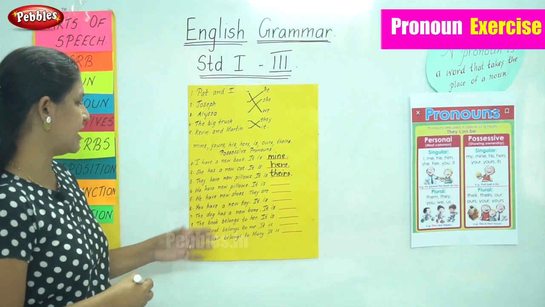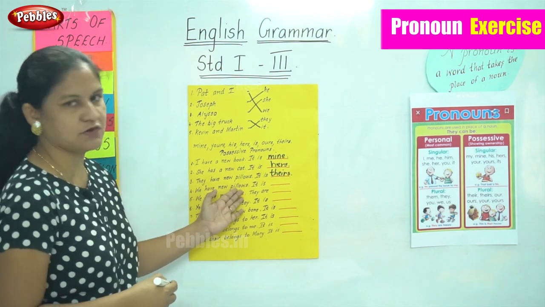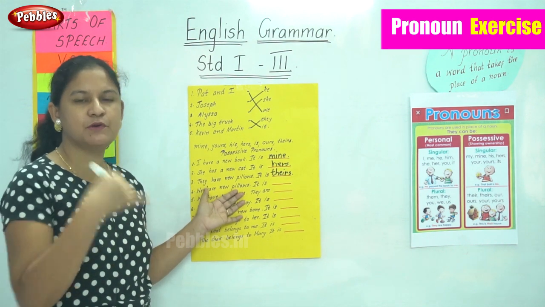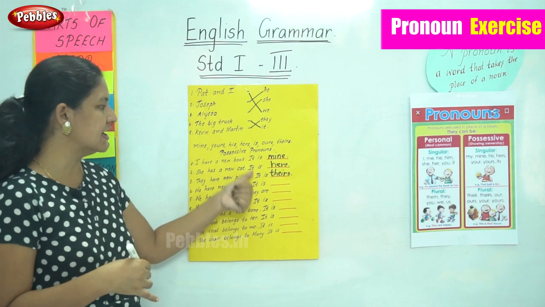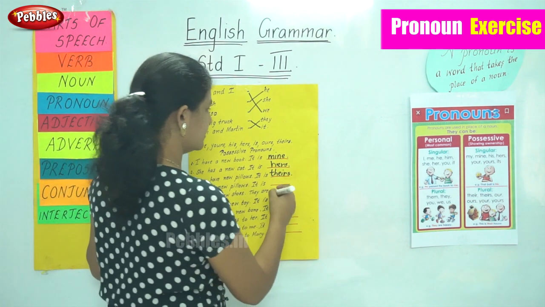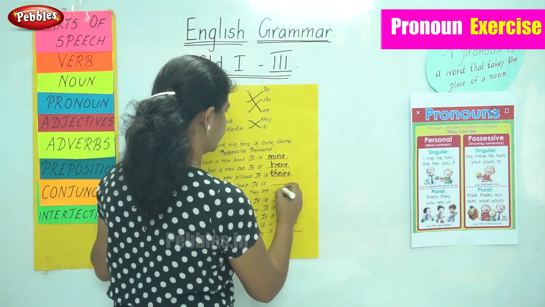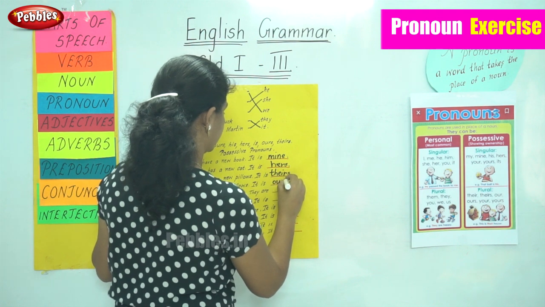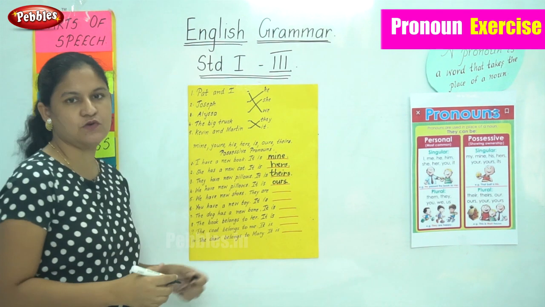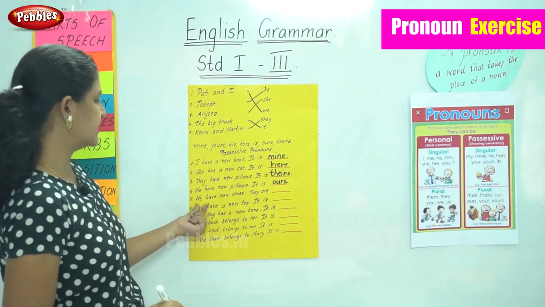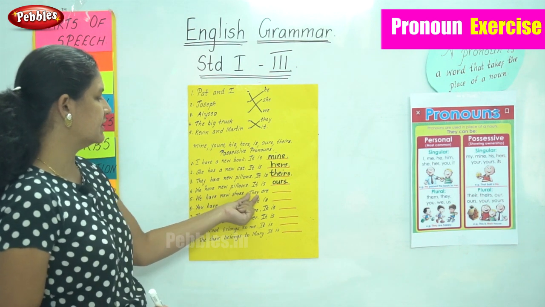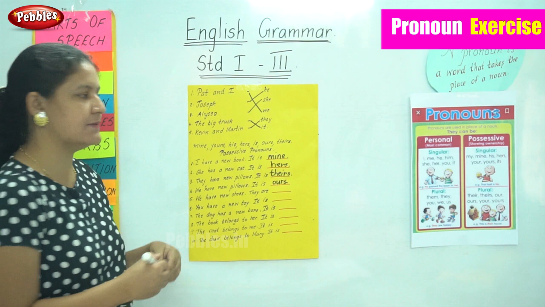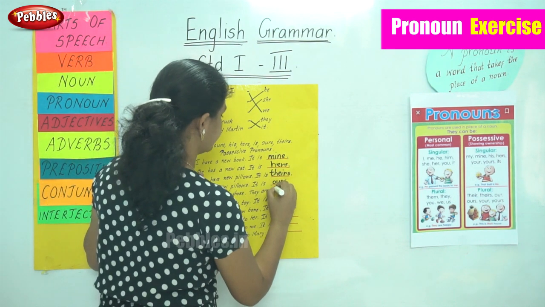In the next sentence we have new pillows. So we are talking about our own, our personal. We have personal plural pronouns. We have new pillows. It is ours. So I write the word ours. The next sentence, we have new shoes. They are ours. The shoes are ours. They belong to us.